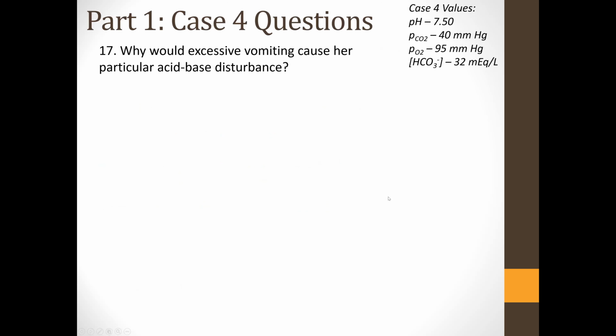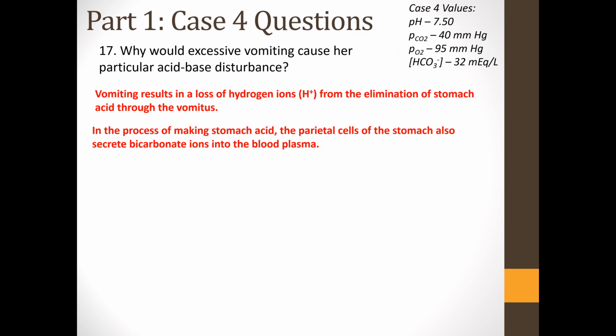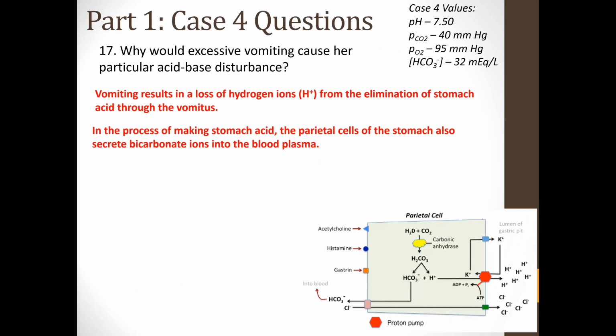So number 17, why would excessive vomiting cause her particular acid-base disturbance? Vomiting results in a loss of hydrogen ions from the elimination of the stomach acid through the vomitus. In the process of making stomach acid, the parietal cells of the stomach also secrete bicarbonate ions into the blood plasma. So this is a review from chapter 24.